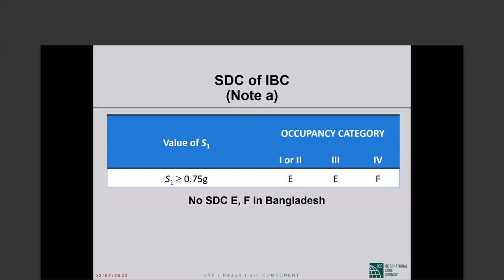Okay. So in Bangladesh, you do not have design categories E or F because you do not have large faults capable of generating earthquake ground motion of 75% or larger. Okay. So there is no design category A, there is no design category E or F. So your design categories are B, C, and D, just so that you know.